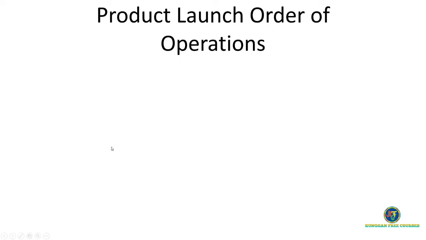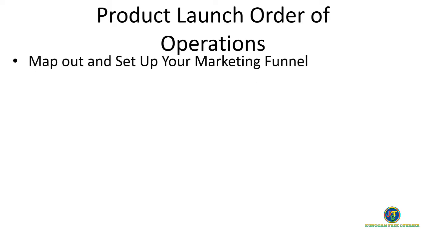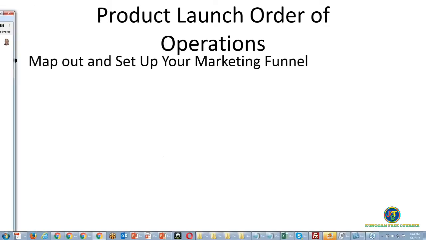Let's talk about the order of operations and the order that you need to do things. The first thing you're going to want to do is map out and set up your sales and marketing funnel. Let's talk about what that means. I'm going to open up Warrior Plus here. How many of you have set up a sales funnel on Warrior Plus before? If you haven't, this is going to be instructive for you. You've probably seen a number of people set up a funnel on JVZoo, so what we're going to do is set one up on Warrior Plus.